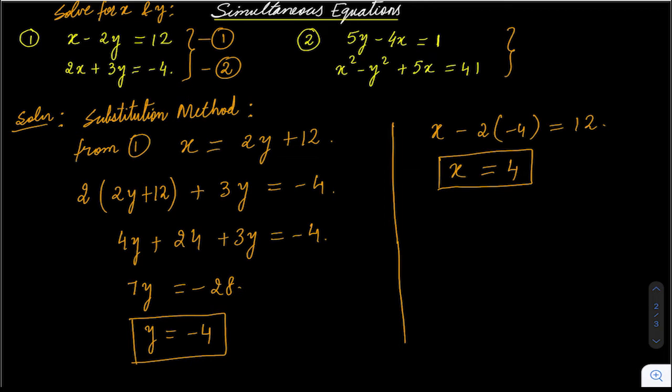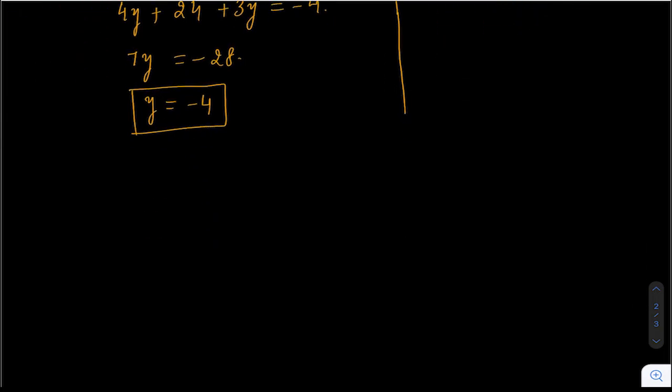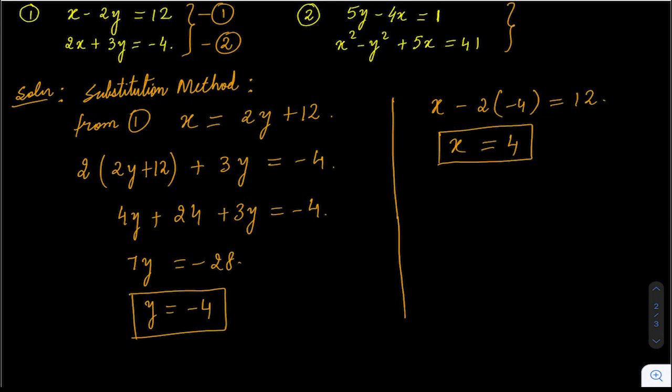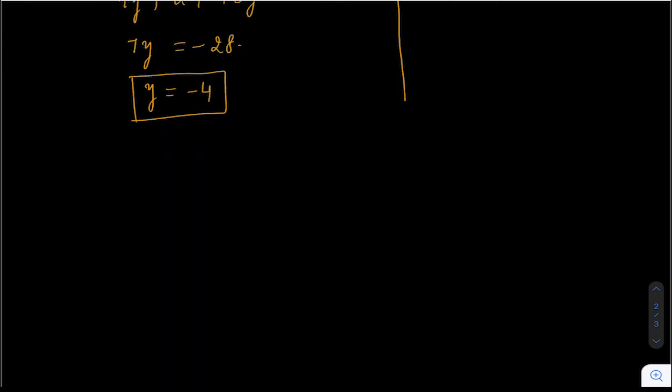Okay, now for this question, let me just give you briefly what other method you can use. Let me first write the equations. Method 2, if you want to use, you can use this method also. So the equations are x minus 2y equals 12, and my second equation is 2x plus 3y equals negative 4.